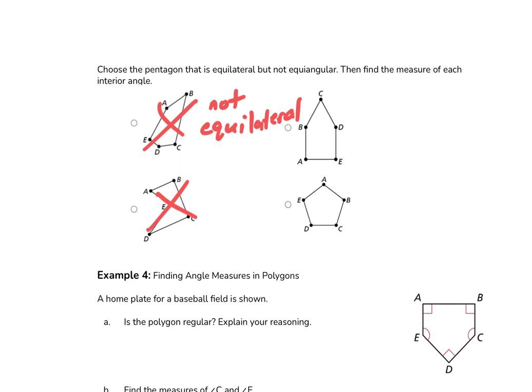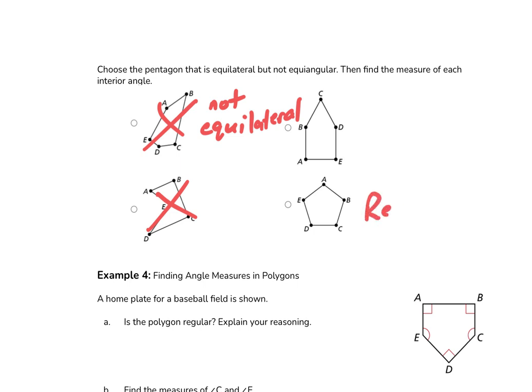Okay? This one here is equilateral, okay? But if I look at the angles on this one, what would I say about it? They also look equal, right? It looks like this figure is perfectly equal all the way around. And so this one would be the regular polygon.